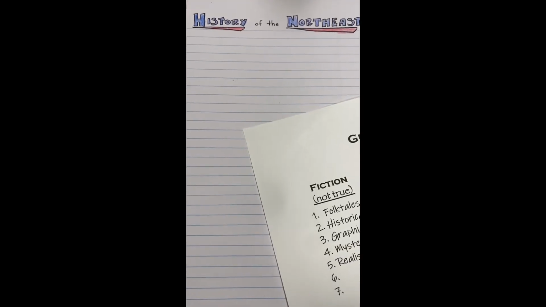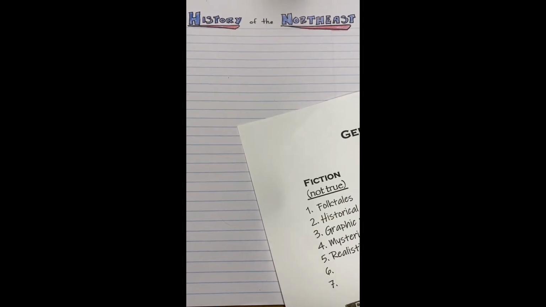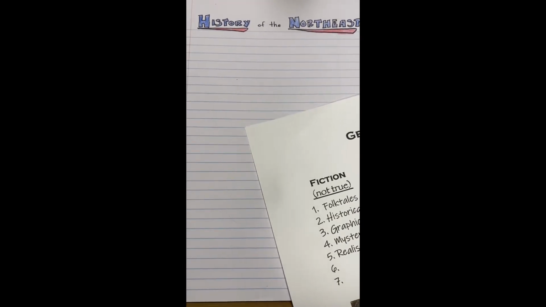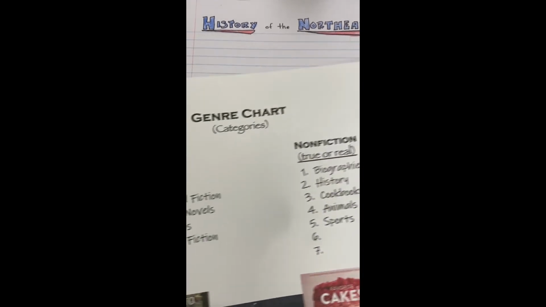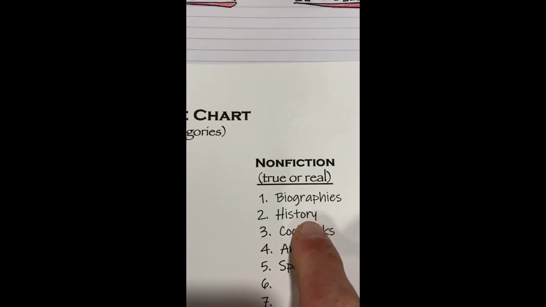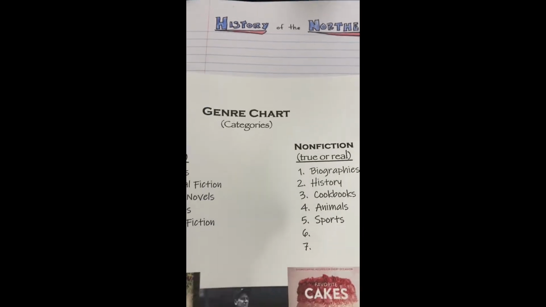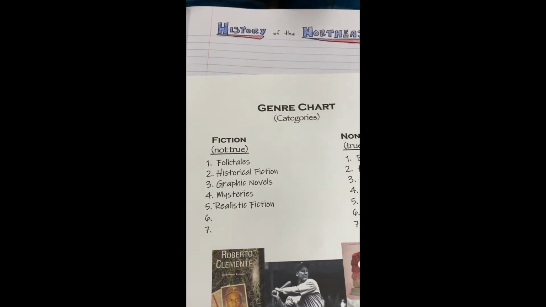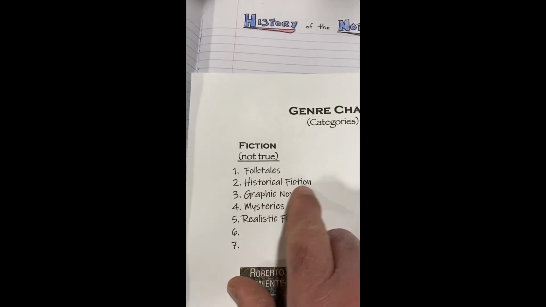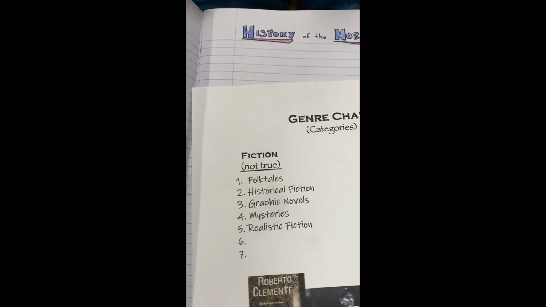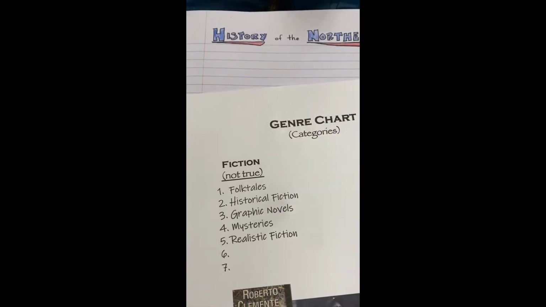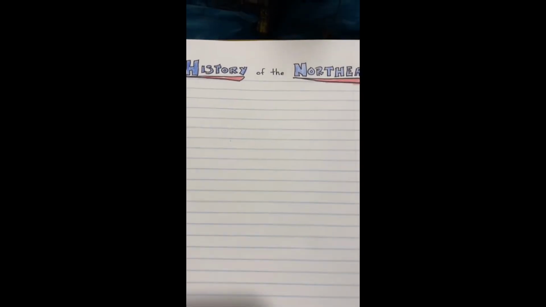On this page, then, in our notebooks, we're going to be keeping track of things that are true, the history, the real things. Remember, history is nonfiction. It means that it's true. Don't get that confused with what we were just studying, which was historical fiction. And remember, with fiction, we add in things that aren't really true, make-believe things.